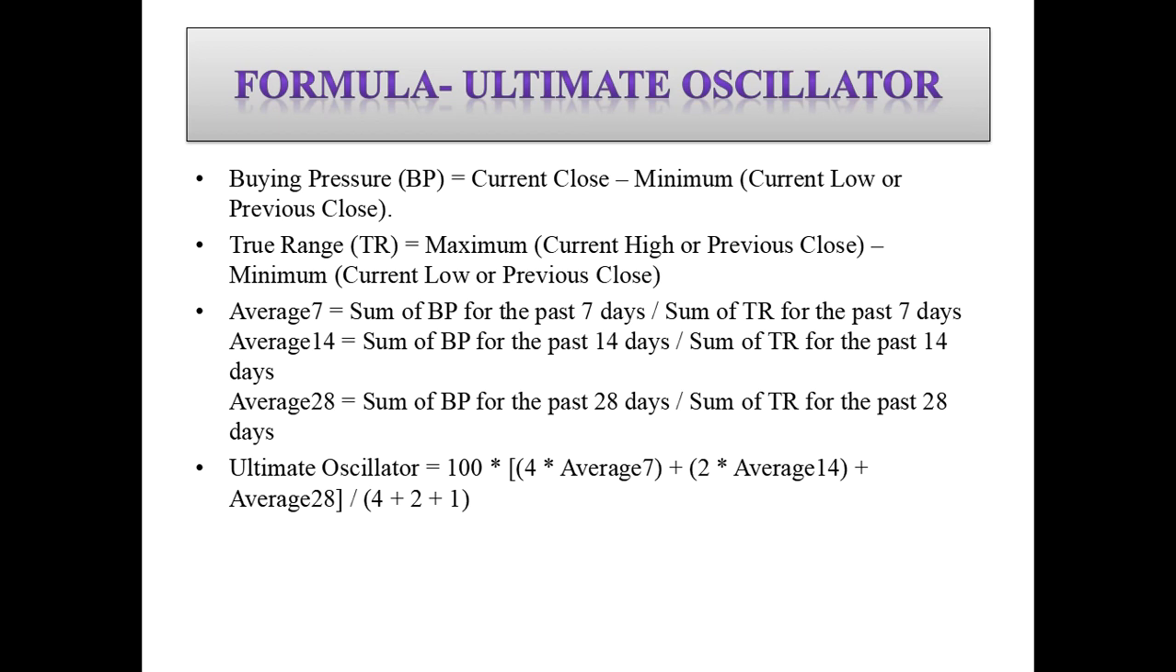Then similarly for the average 14 and for the average 28. So that would be the sum of the buying pressure for the past 14 days or 28 days as required, divided by the sum of the true range for the past 14 or 28 days. So the Ultimate Oscillator will be 100 times 4 multiplied by average 7, plus 2 times average 14, plus average 28, divided by 7.